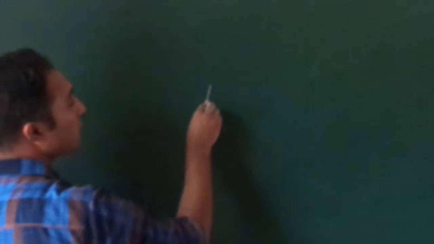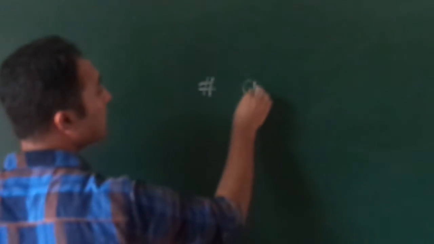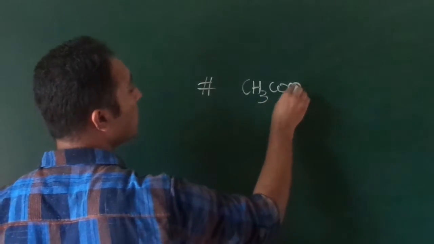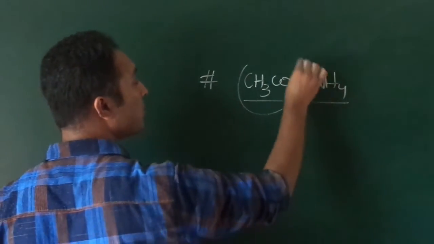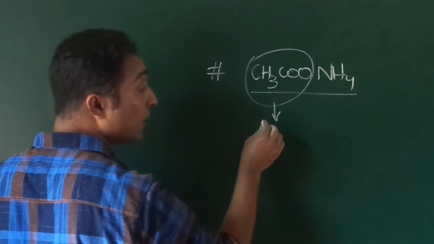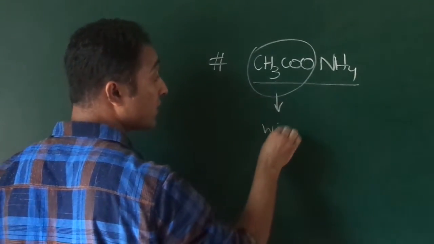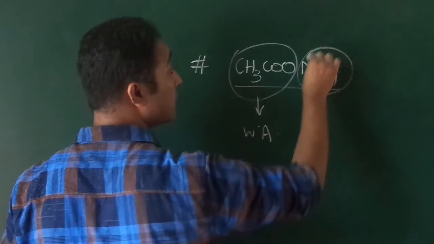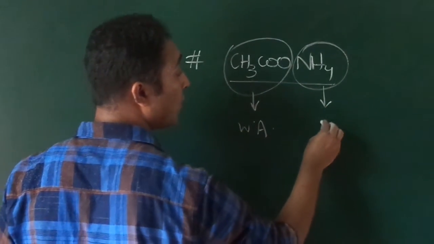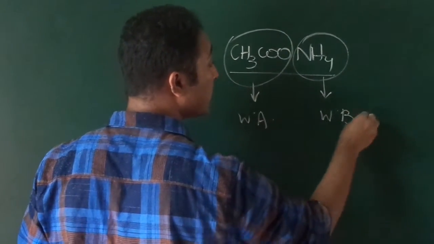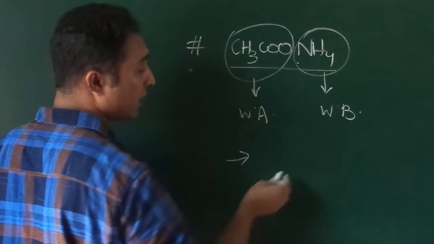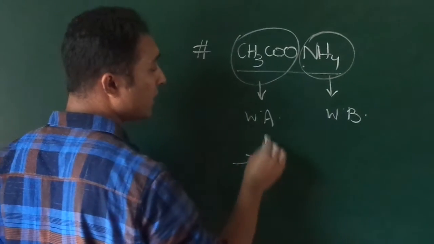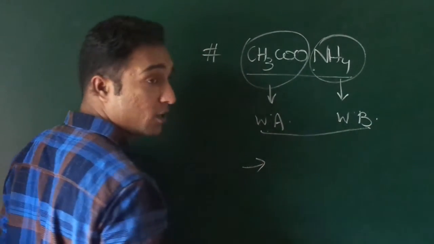So if I take a question, let us say I take CH3COONH4, this is a salt. Now if you see, this salt comprises a part from a weak acid, that is CH3COOH, and this ionic part has come from a weak base, that is NH4OH. Now if I say write its hydrolysis equation, I can easily write it: the weak part undergoes hydrolysis, right?